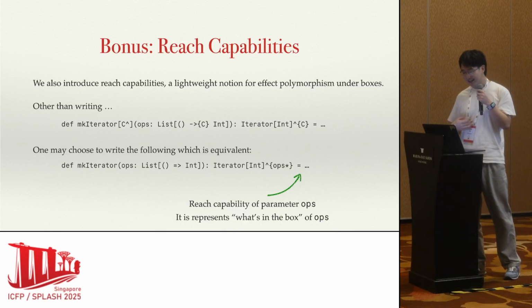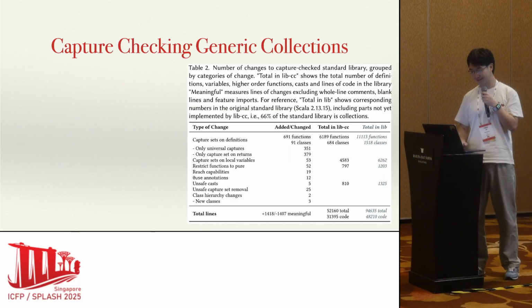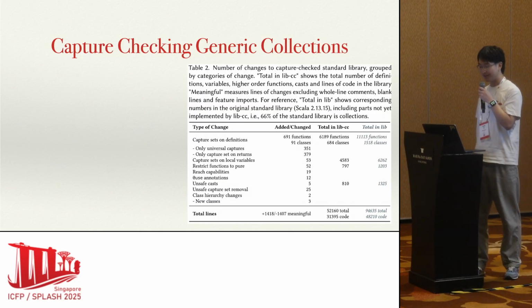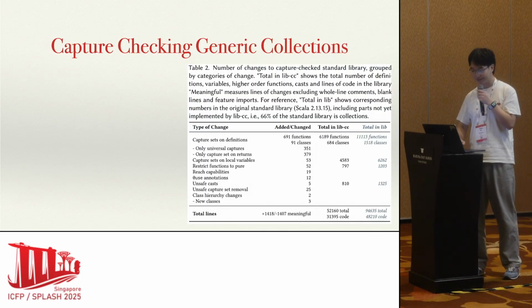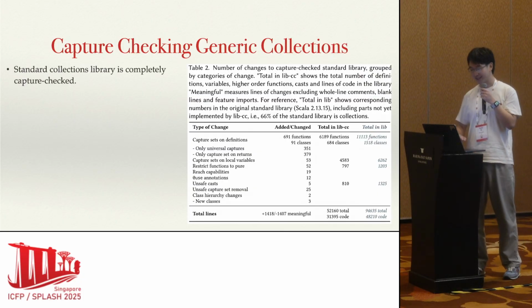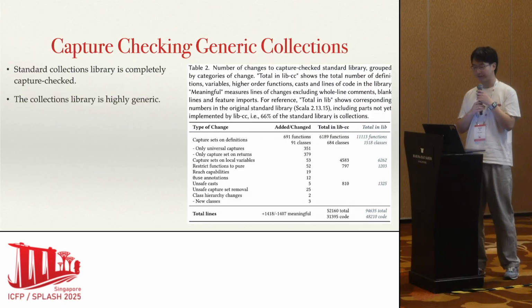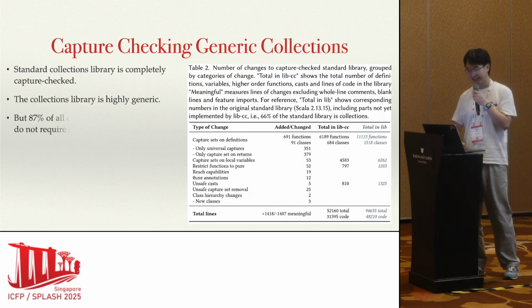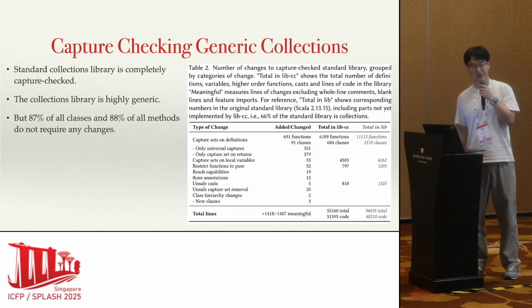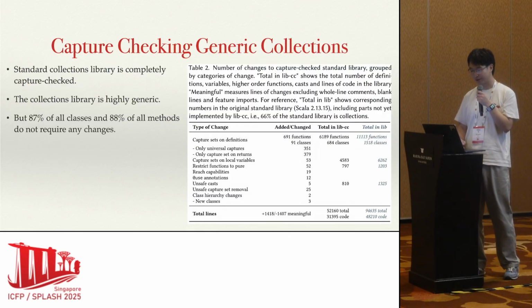And the ops star here is the rich capability of the parameter ops, and intuitively it represents what's in the box of ops. And this new formalism is informing a redesign of the capture checker, and there's no need to read this table. I will explain it to you. With it, we successfully capture checked the Scala collections library, and the collections library is, of course, really highly generic. But the vast majority of classes do not even need signature changes, like list mapping. We have talked about it.